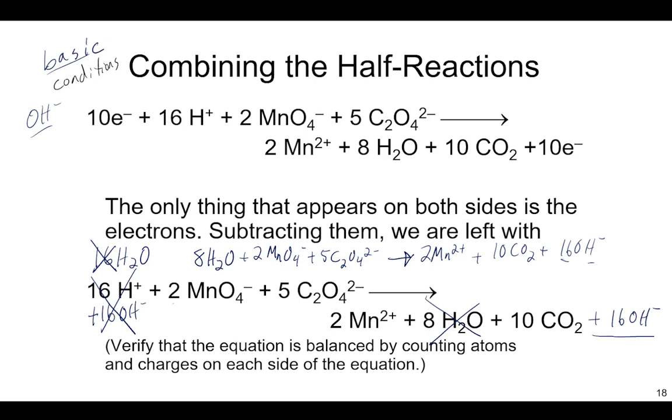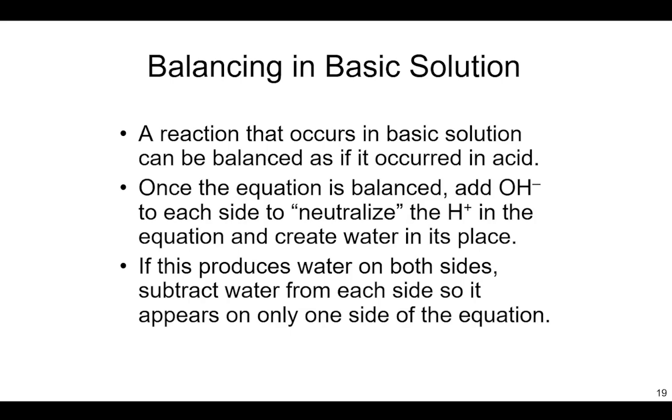And it's going to involve basic conditions, right? So this reaction that occurs in basic solution can be balanced as if it occurred in acid, and then at the end, neutralize the H+ by adding OH- to both sides. Just be careful that if you make water now and have it on both sides, that you're canceling out that water from each side like I've just shown you how to do. Okay, water should only appear on one side of the equation.